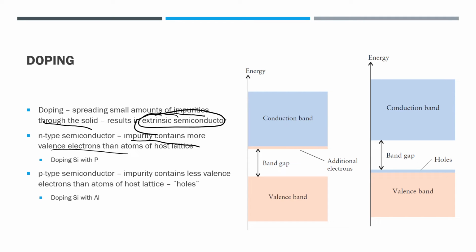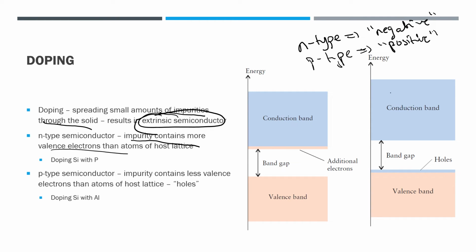Okay? So a way to remember this, and it's not entirely true, is that N-type is like negative. It's not actually negative, but our impurity is going to have more electrons, and more electrons means quote unquote negative. And then we have P-type. P-type is positive, right? And again, it's not positive, but that means that we'll have fewer electrons in our impurity. Our impurity will have fewer valence electrons.